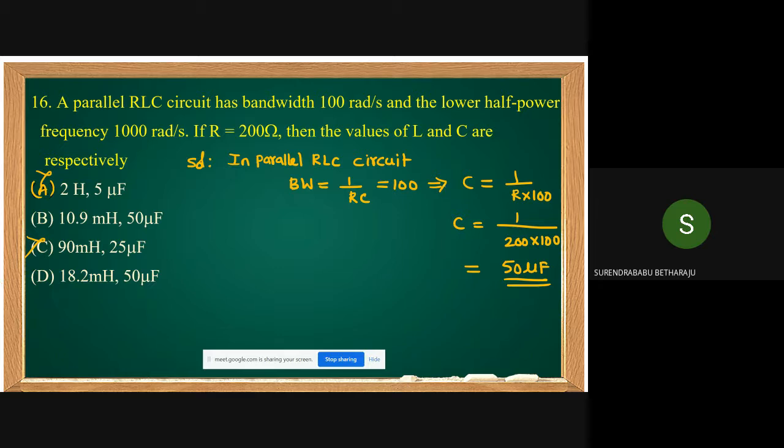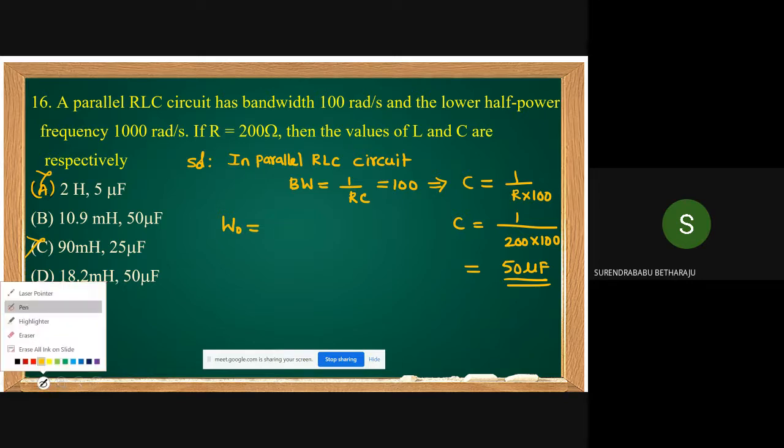Then which one do we want to find? The L value. How do we find the L value? The formula to find L is omega naught equal to 1 by root LC. But you don't know omega naught. Then how can we solve this?